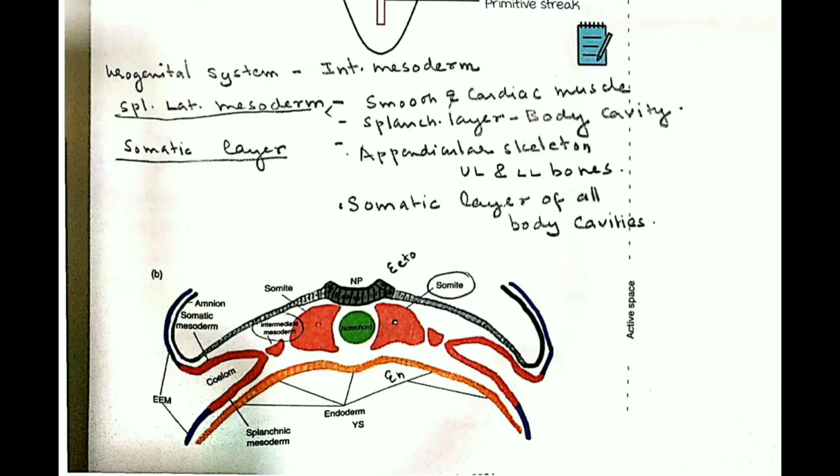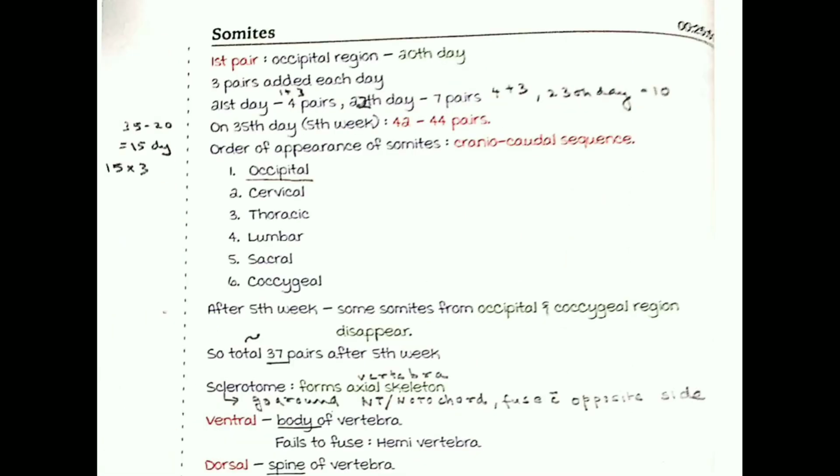is formed. Then we can also see the lateral mesoderm forming the splanchnopleuric mesoderm and the somatic mesoderm. From the splanchnopleuric lateral mesoderm, we have the smooth and cardiac muscle formation and the splanchnopleuric layer of body cavity, and from the somatic layer, the upper limb and lower limb bones are formed, as well as the somatic layer of all body cavities.